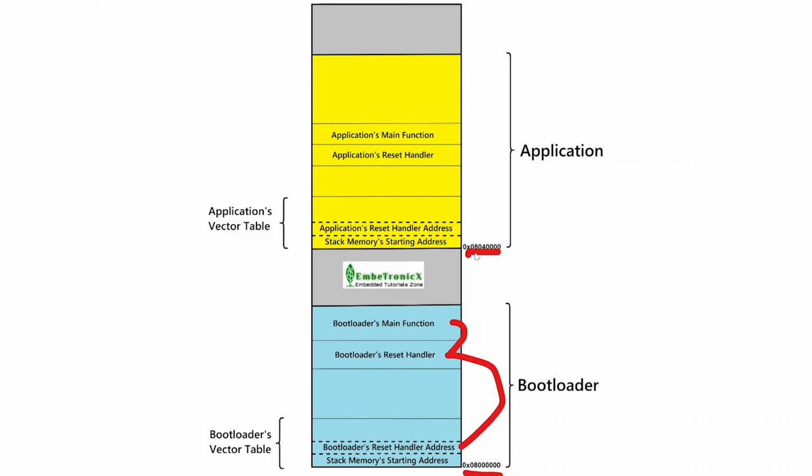The bootloader knows the starting address of the application's vector table. The first 4 bytes have the stack address and the second 4 bytes have the application's reset handler address. So, using a function pointer, we can directly call the application's reset handler. Then the application's reset handler does some initialization and calls the application's main function. In the application's main function, we will be blinking the blue LED continuously.